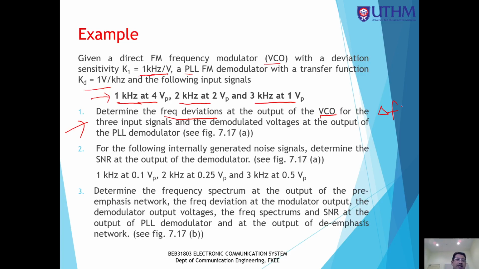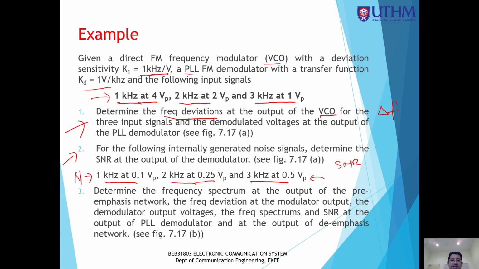The second question is to find the SNR, given the noise level for each of the inputs. At 1 kilohertz the noise is 0.1 volt, at 2 kilohertz the noise level is 0.25, and at 3 kilohertz the noise level is 0.5. This is the noise which corresponds to each of the inputs.